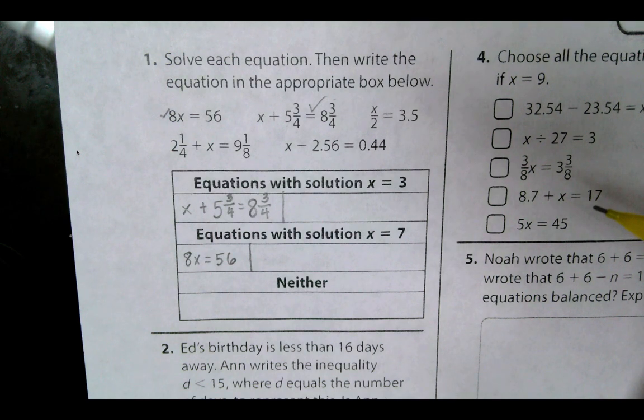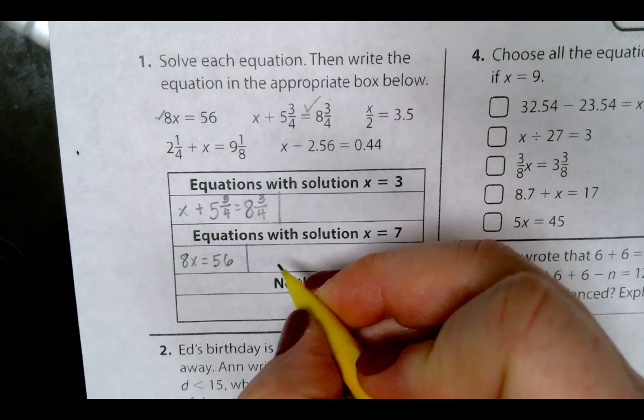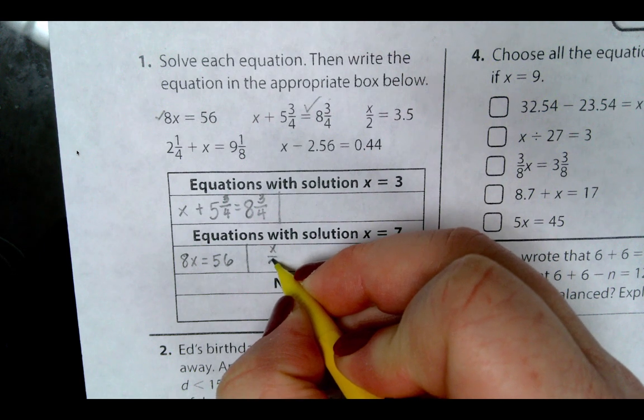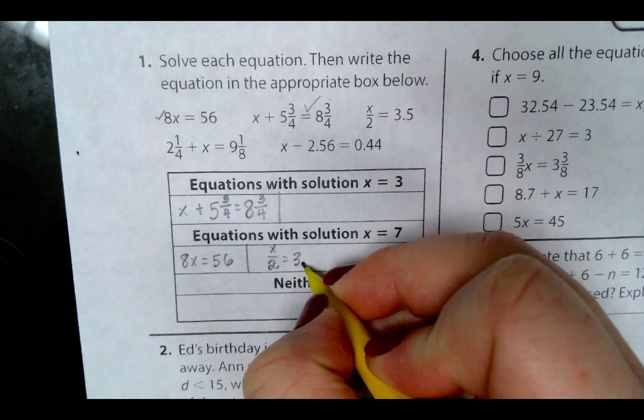x divided by 2 equals 3.5. What would I have to do to isolate my variable x? I have division right now. What would I do? Gabe, tell me how to solve x divided by 2 equals 3.5. Oh, you would multiply 3.5 times 2. And what would you get? 7. So x over 2 equals 3.5 goes with x equals 7.